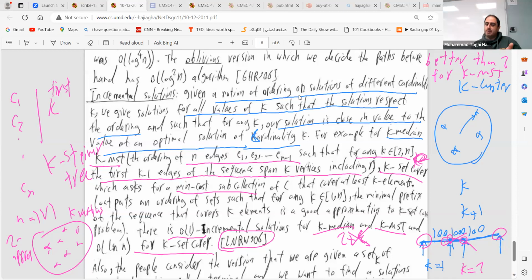So you may pay a little bit extra, some alpha times. If alpha is the best approximation for the problem, then they can get alpha-something for the incremental version. They can get this for K-median and K-MST, and log n for K-set cover, which, as I mentioned, is a generalization of K-coverage.